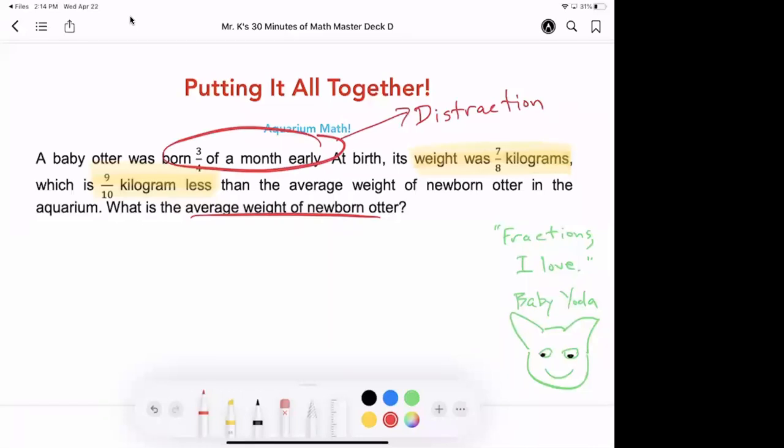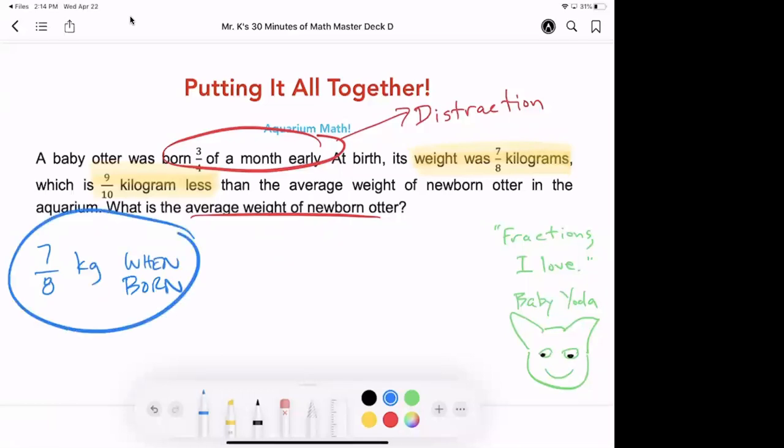So when it was born, its weight was 7/8 kilograms. By the way, we write kilograms, kg. That's how much it was when born. Okay, and then we find out that this is 9/10 less than the average weight.